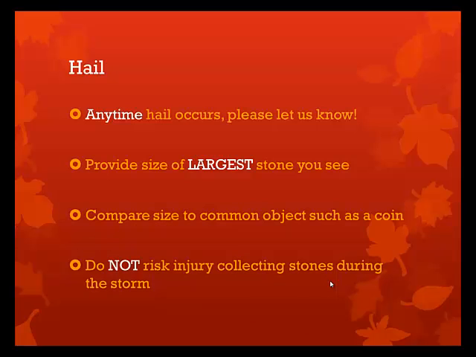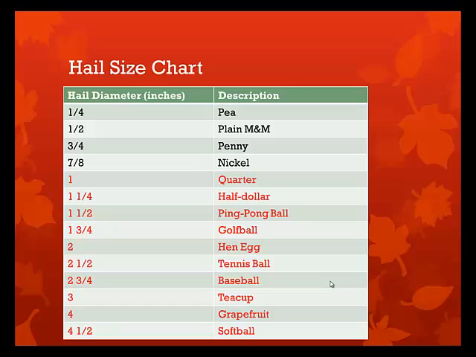And as always, do not risk injury by collecting hailstones during a thunderstorm. Observe them safely from inside your house and give us an estimate of how big they are. For reference, here is a hail size chart. All items in red represent severe hail, so anything greater than 1 inch in diameter. The 1 inch diameter hail equates to quarter-sized. Moving on up, if you look at 1 3/4 inch hail, that's the size of a golf ball, and 2 3/4 inch diameter hail is the size of a baseball.